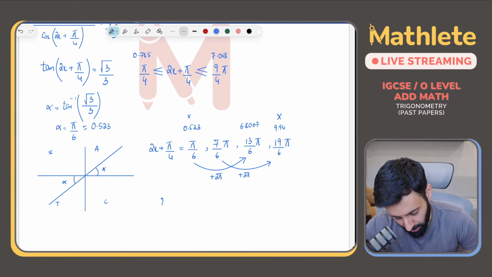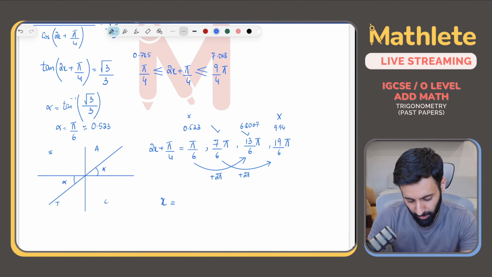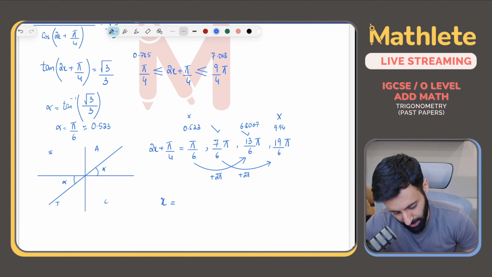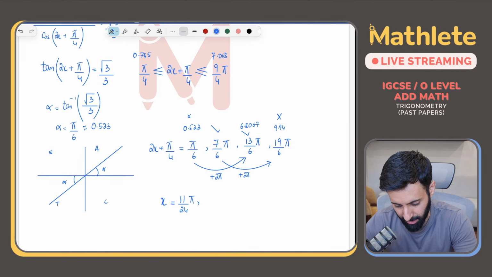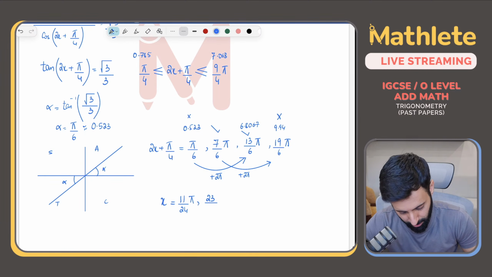And now to find out the value of x, remember these are the two solutions that you will consider. From these two values, you will subtract pi upon 4 and then divide by 2. So 7 upon 6 pi minus pi upon 4, divided by 2, is equal to 11 upon 24 pi. Then 13 upon 6 pi minus pi upon 4, divided by 2, is equal to 23 upon 24 pi.